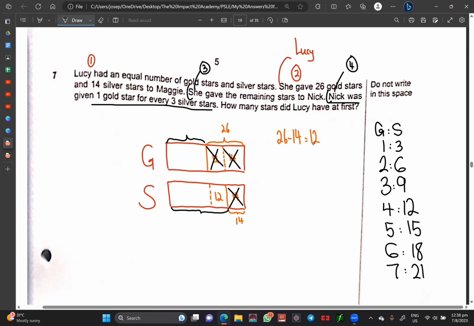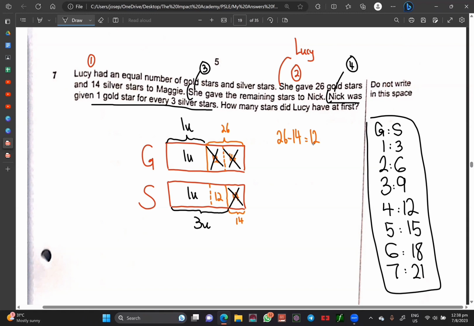Because you don't know what is the total number of gold stars and silver stars that were given to Nick by Lucy. But because we know these, all right, what we can do is we can confidently say that this is 1 unit. So we are going to use 1 unit over here and 3 units over here. Now, if this is 1 unit, this has to be 1 unit. Isn't it true to say that my 12 over here has to be 2 units? Why is that so? Because we simply do 3 units over here, minus away 1 unit, that gives me 2 units, and 2 units is actually equal to 12. We find 1 unit, and that gives me 6.